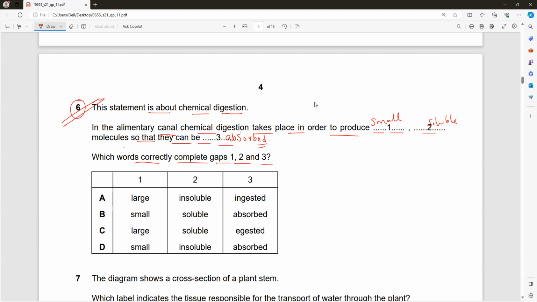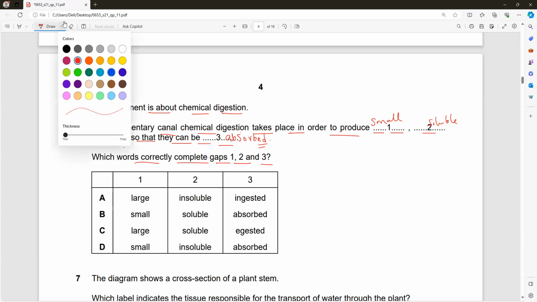Absorbed. I think this statement is also there in the NCERT. Am I right, Hari? You'll be having it, definitely. I think it is in the small intestine, after digestion. Blood capillaries will come near to the villi and they will absorb the digested food. You can verify.